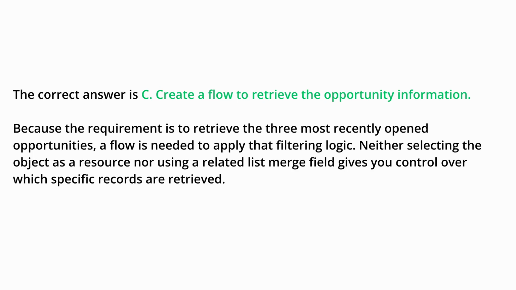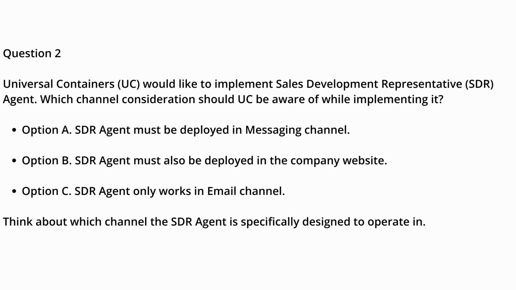The correct answer is C. Create a flow to retrieve the opportunity information, because the requirement is to retrieve the 3 most recently opened opportunities. A flow is needed to apply that filtering logic. Neither selecting the object as a resource nor using a related list merge field gives you control over which specific records are retrieved.